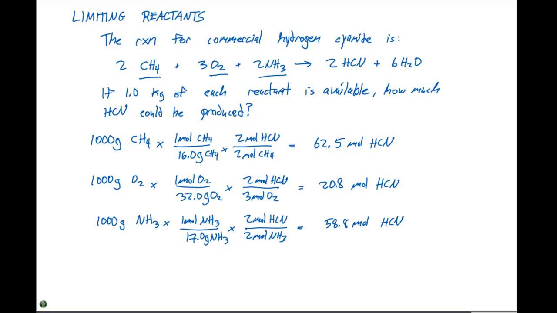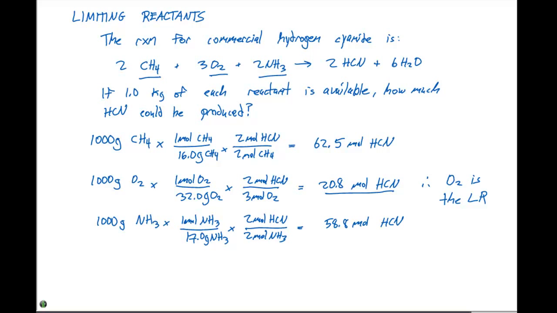So now we can look at these and see the amount that was produced if 1,000 grams of each of our reactants reacted completely. So the smallest number of moles produced is going to be produced by consuming all of the O2, or the oxygen gas, because 20.8 moles of HCN is the smallest amount here listed. So the species that's going to determine how much HCN is produced is going to be the oxygen. Okay, so we can say therefore O2 is the limiting reactant, because that's going to dictate how much HCN can be produced.